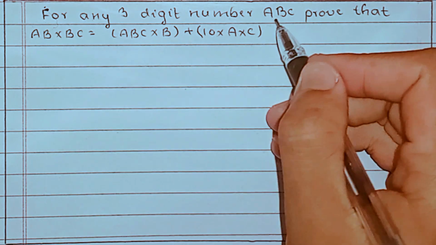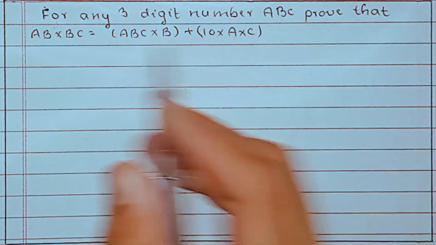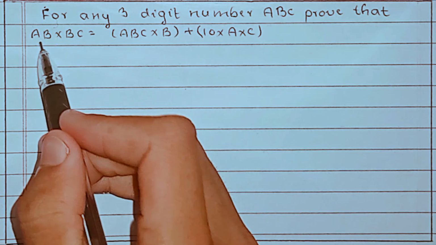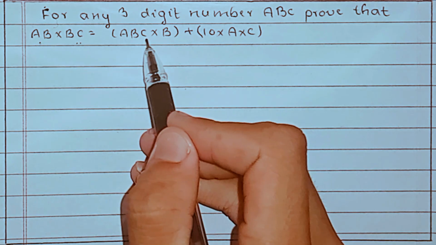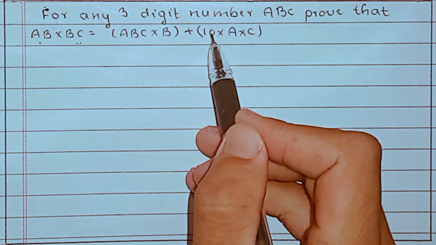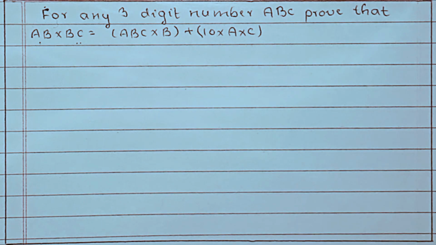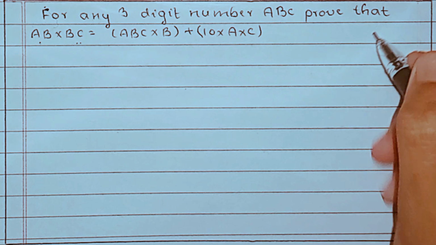So we have a three-digit number ABC, and we have to prove that AB into BC, which are two-digit numbers, the product of these two-digit numbers is equal to the three-digit number into the second digit plus 10 into AC. So any two-digit number, let's assume XY.